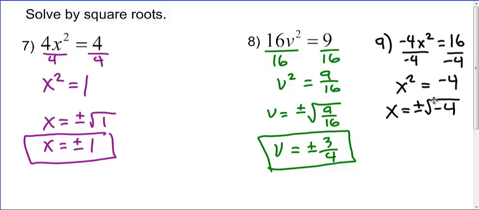Well, how do you take the square root of a negative number? Well, the honest answer is you can't until you learn about imaginary numbers. And so in this case, we would just simply say no solution.